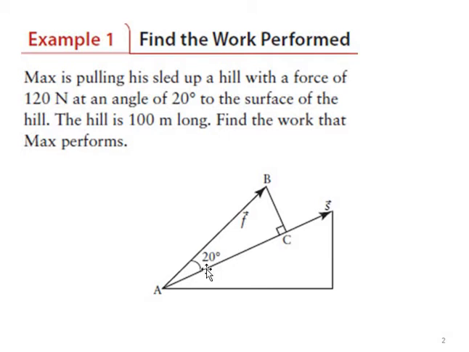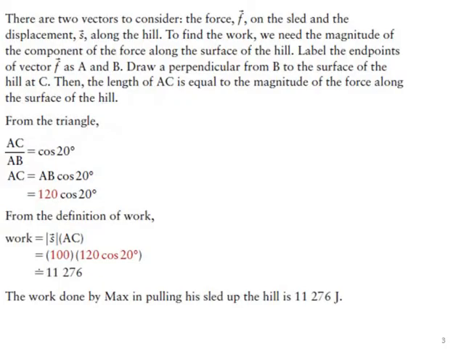So when you consider 20 degrees, AB is the hypotenuse and AC is the adjacent. So when we have cosine 20, we can say cosine 20 equals AC over AB. We know the magnitude of AB, which is equal to the force magnitude, 120. And based on that, we can find AC. So AC over AB equals cosine 20, so AC equals AB times cosine 20.